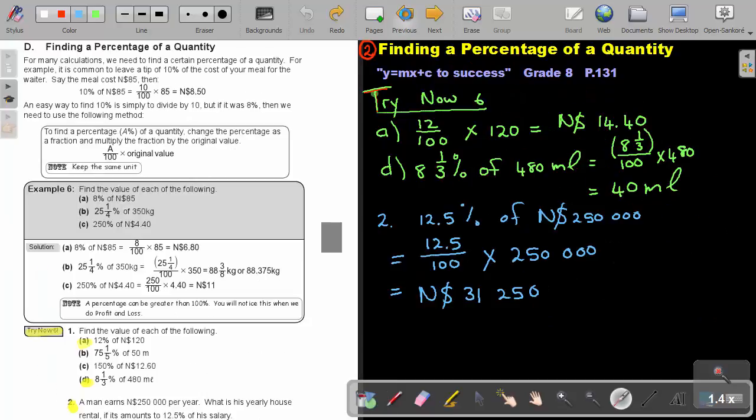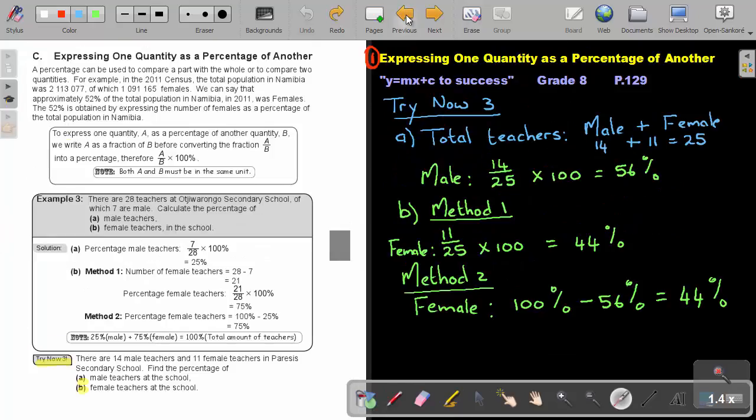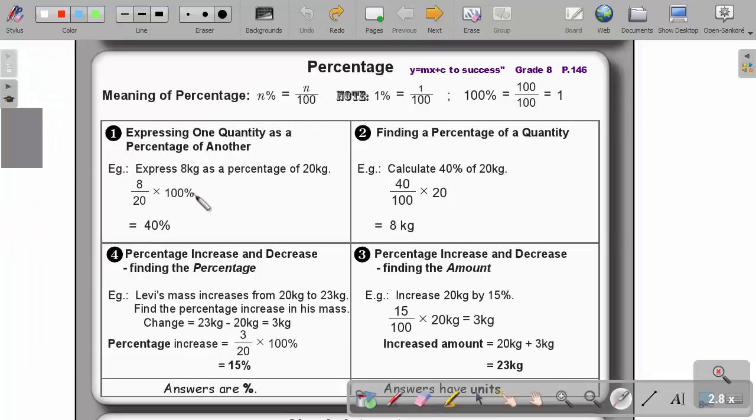Just go back to the table. Okay, can you remember this table? We were doing first expressing one quantity as a percentage of another. This was the first kind of percentage sums. Then we came to the second part, finding a percentage of a quantity. So what I sometimes like to say is, this is making a percentage and this is using a percentage. So finding the percentage of a quantity.